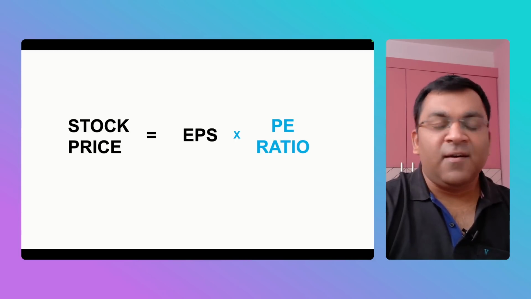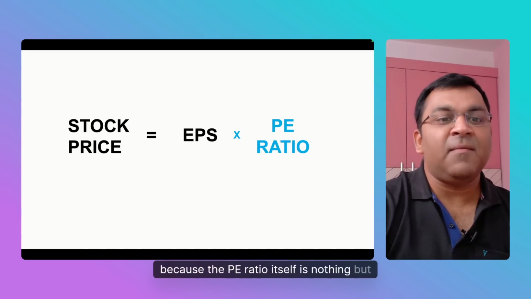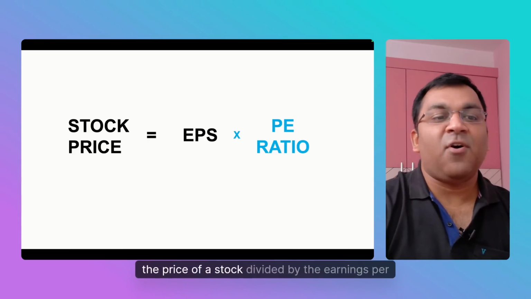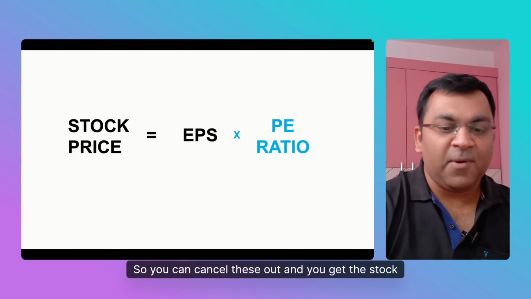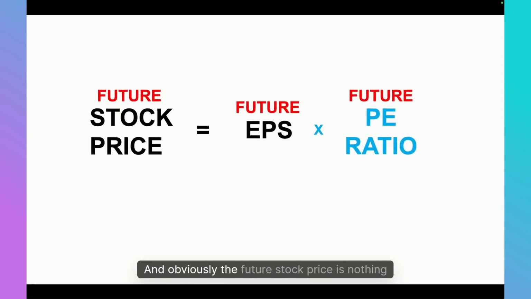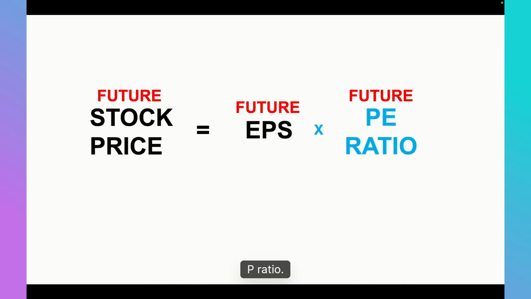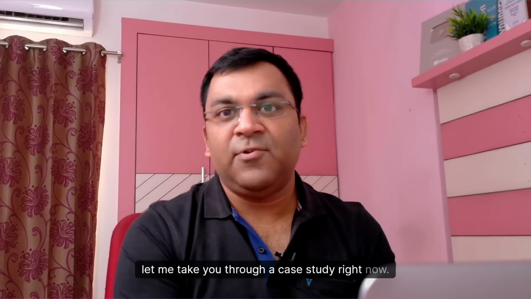It's a very simplistic kind of formula here because the P ratio itself is nothing but the price of a stock divided by the earnings per share. So you can cancel these out and you get the stock price. Let's extend this further, and obviously the future stock price is nothing but the future EPS multiplied by the future P ratio. To give you a better understanding of this, let me take you through a case study right now.